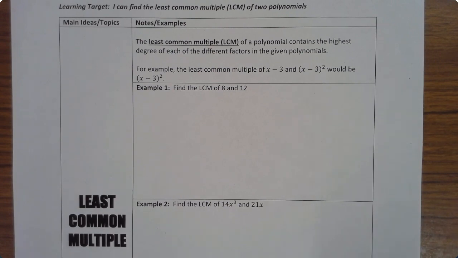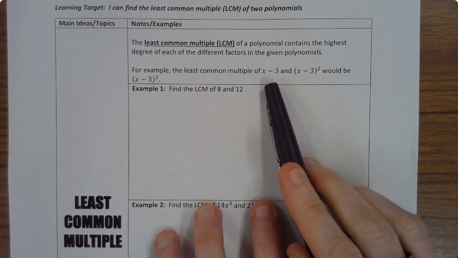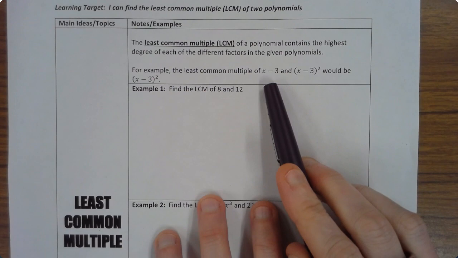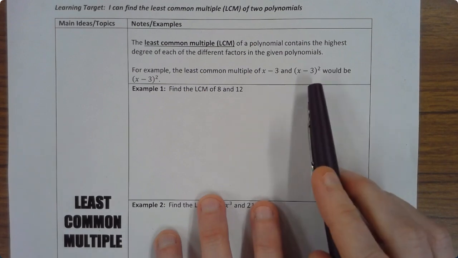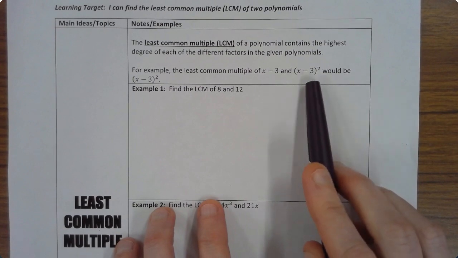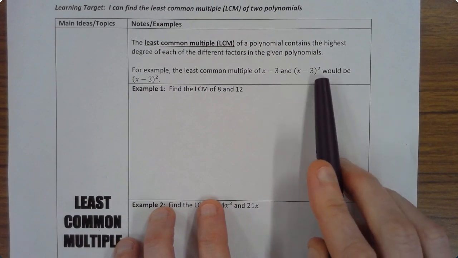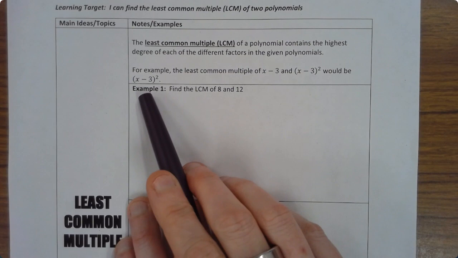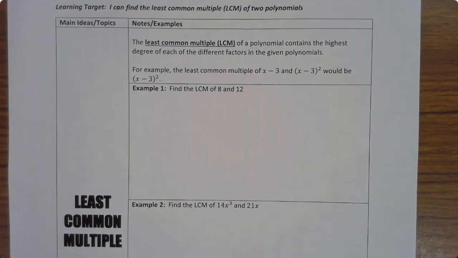And the technical definition says that we find the least common multiple by looking for the highest degree of each of our different factors between the two different polynomials. So for example, if I have a factor of x minus 3, and then another factor of that quantity of x minus 3 squared, the least common multiple would be the higher degree, or that higher exponent of that factor, which would then be the quantity of x minus 3 squared.